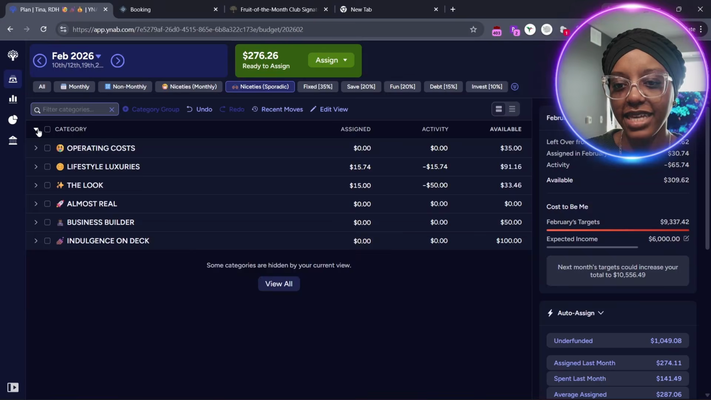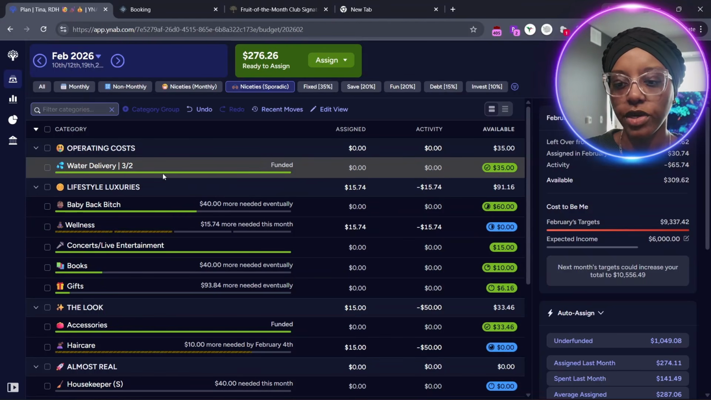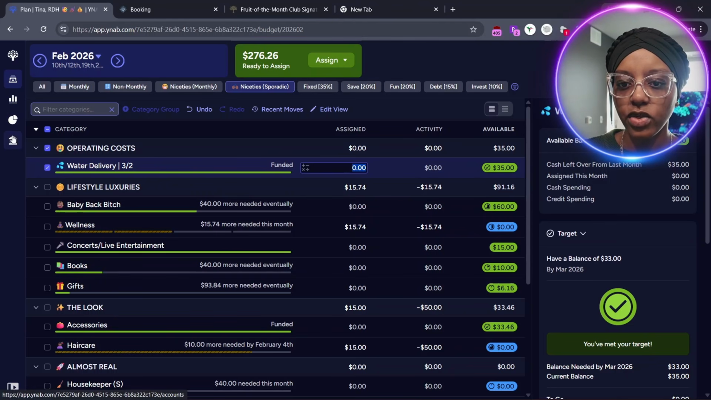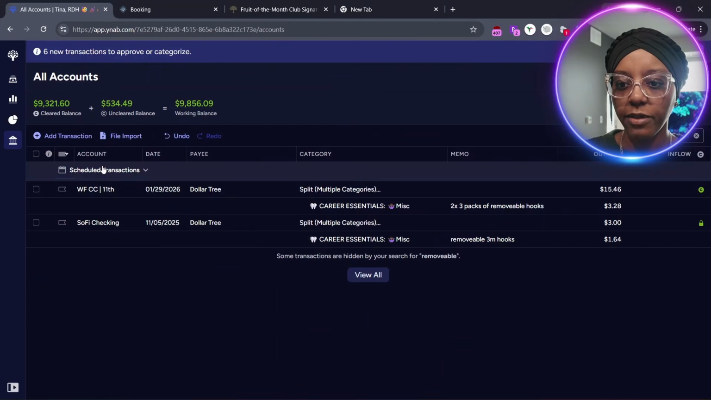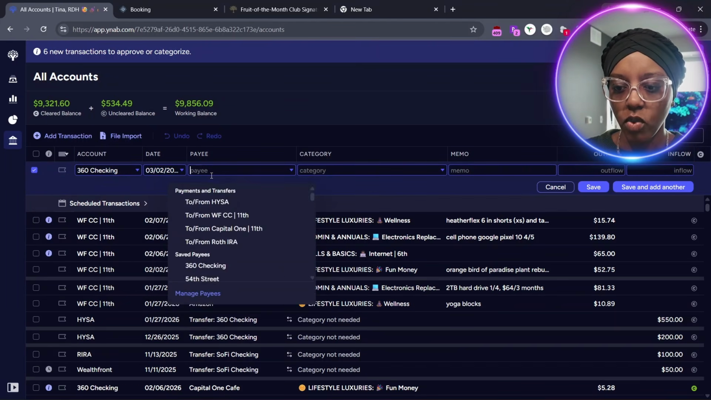Okay, $276.26 to go to your nice to haves, which is kind of nice. Water. Oh, that's right. Water, $33 is the bill, but the bill is due on the 2nd. I should go ahead and put a scheduled transaction in there so that way we don't forget anything. So March 2nd, premium waters.